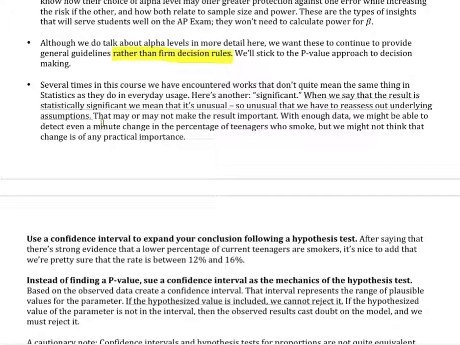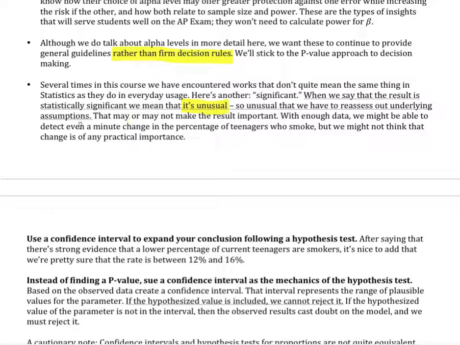All right, the next note is that several times in this course we've encountered words that don't quite mean the same thing in stats as their normal, colloquial, everyday usage. So significant is a big example of that. When we say the result is statistically significant, we mean it's unusual. So unusual that we have to reassess our assumptions, those ones, in fact, that we made in our null hypothesis. So I think that's really good.